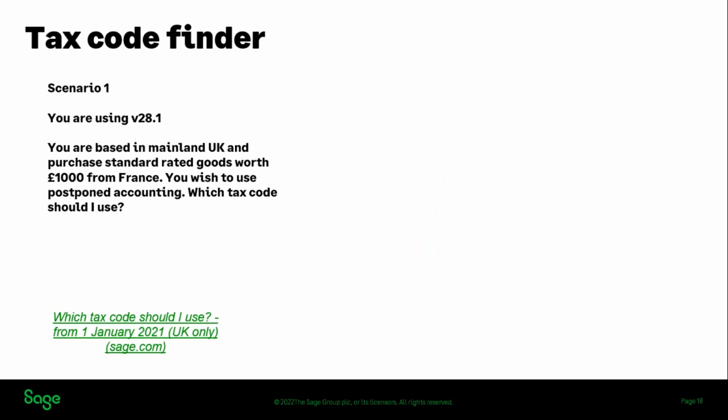Okay, so if you're willing to take part, what I would like you to do is use that tax code finder and answer the questions to see if you can work out a tax code for this particular situation. I've tried to give you as much information as possible to get through the tax code finder. So you're using version 28.1. You're based in mainland UK, so that's a little hint there. I haven't given you the answer, but there is a hint. And you're purchasing standard rated goods worth £1,000 from France. You wish to use postponed accounting. Which tax code should you use?